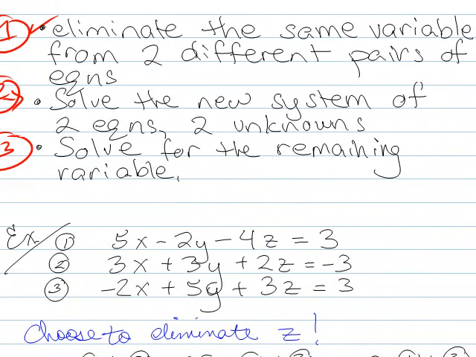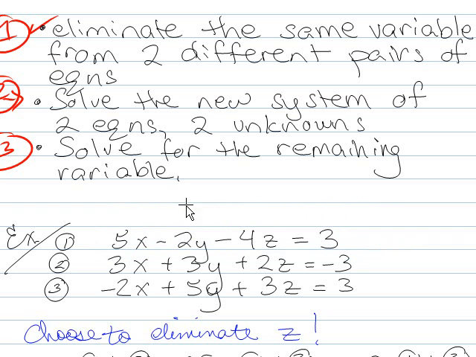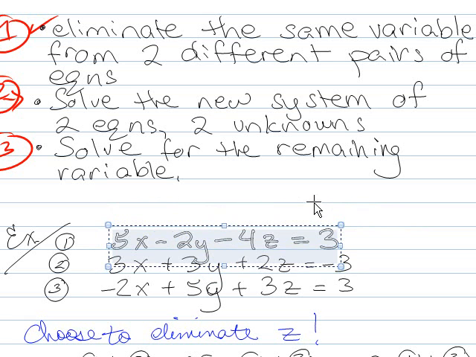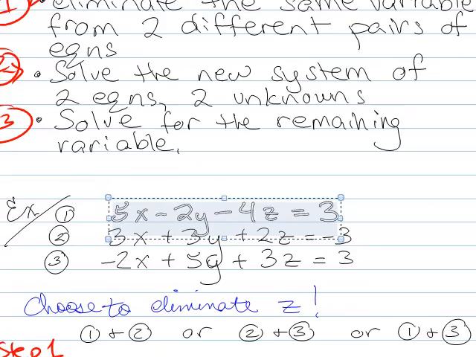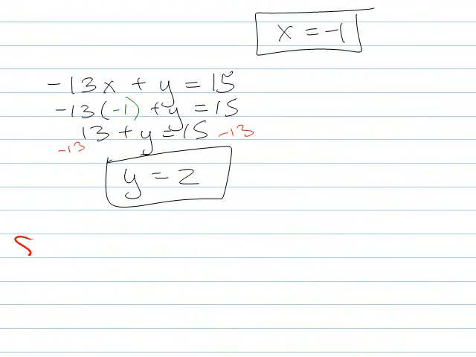Solve the equations, 2 equations, 2 unknowns. Now I'm going to solve for remaining variables. So I can pick any one of these original equations. I can pick any of these here. There we go. And I have x and y, so all I have to do now is solve for z. So this is now step 3.